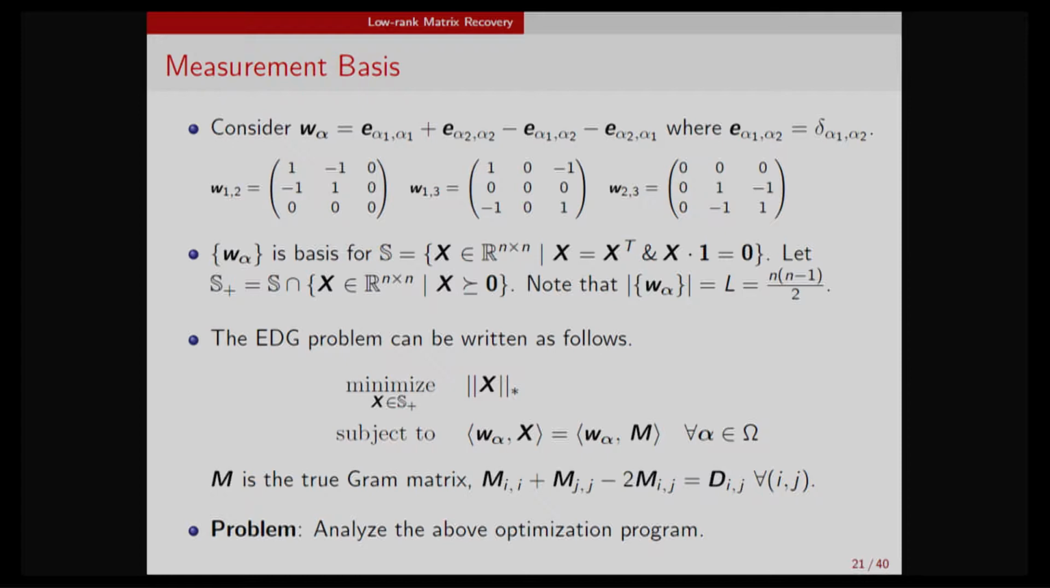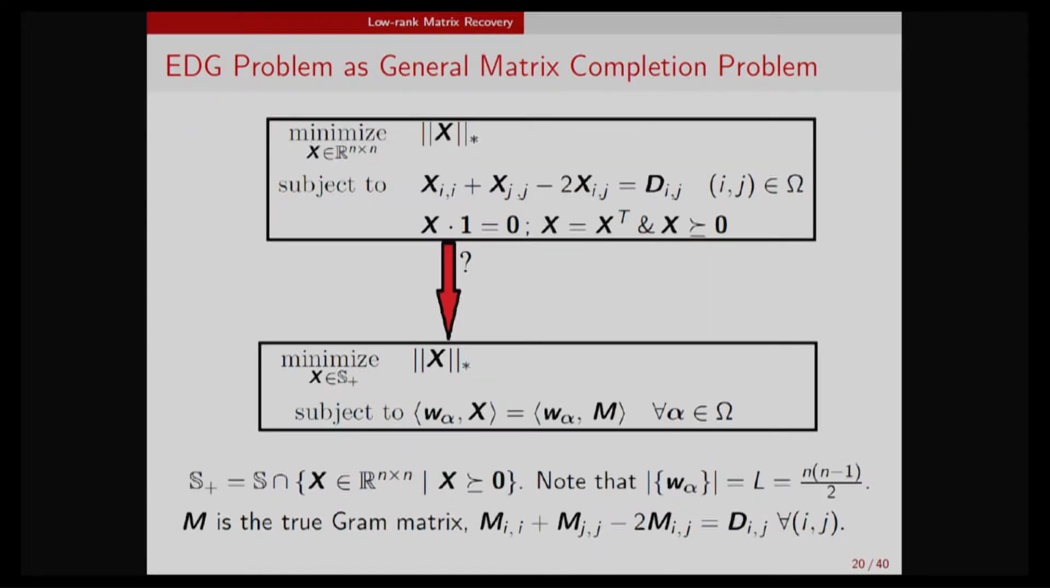It turns out you can check that this basis is not orthogonal. And we have the following problem. The goal now is, I have something that looks like a matrix completion problem with respect to a certain basis, right? What I want to say is, can I analyze this optimization problem and see how it relates to the true rank minimization problem?